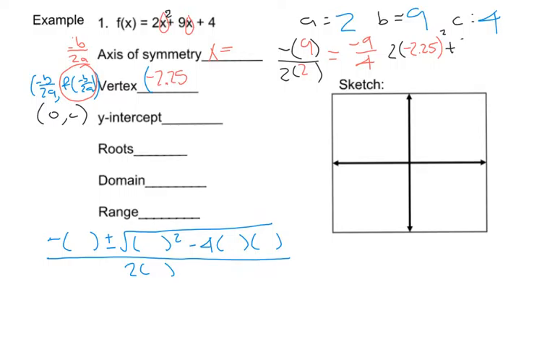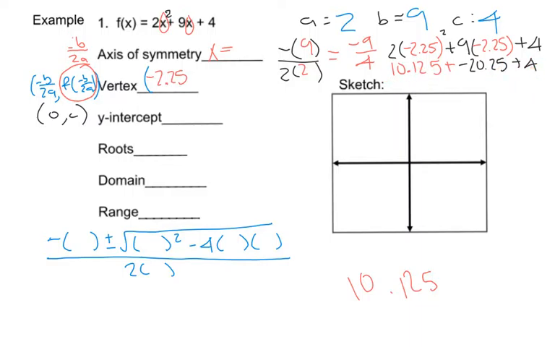Plus 9 times negative 2.25 plus 4. All right, so let's see what we get when we work that out. When you worked out the first part, you hopefully remember that you have to do exponents first. So negative 2.25 squared and then times 2 gives you 10.125. Then I did 9 times negative 2.25, and that gave me negative 20.25, then brought down the plus 4.